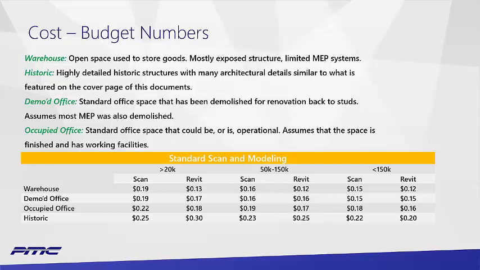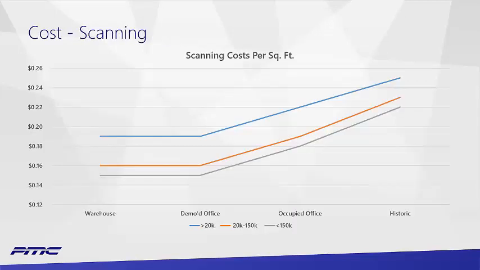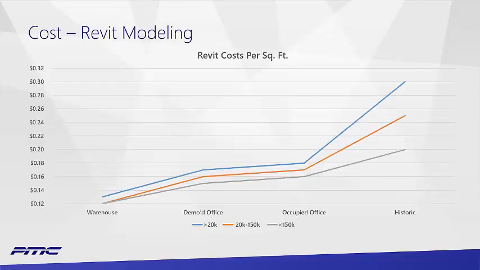Then as we move into some other things, like demoed office space versus occupied office space: demoed office space is really pretty close to warehouse space. Occupied is a little more challenging to do. And here's a quick look at the graph of how the prices really move up as we get into the historic work and even occupied offices. This, of course, assumes we're doing furniture and things like that in the office space, and then the modeling as well.